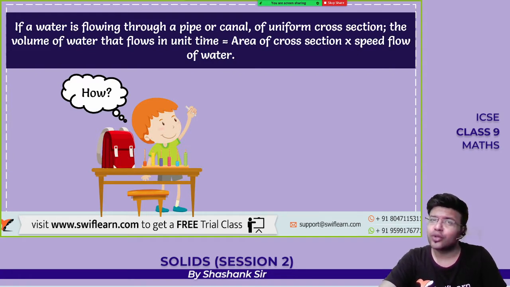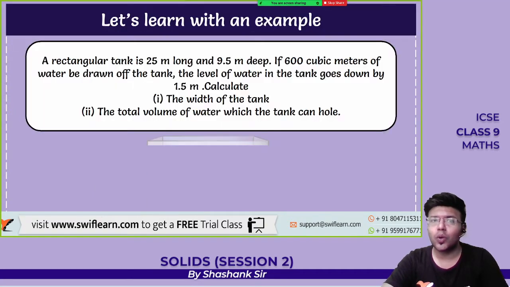If water is flowing through a pipe or a canal of uniform cross section, the volume of water that flows in unit time is equal to the area of the cross section into the speed of flow of the water. Read this again. It can be assumed, not exactly, there are so many factors, but for now you are in 9th grade, so we can assume this.